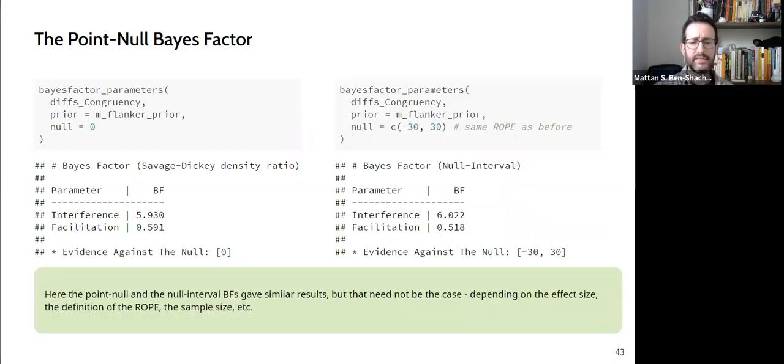I will note that in this case, both these types of Bayes factors, right? Also the point null and the null range Bayes factor gave us very similar results, 0.59 versus 0.51. But this doesn't have to be the case, right? This depends on how we define our ROPE, how strong our data is, what our posterior looks like, etc. So these don't always have to be the case. They will tend to be congruent with one another, but not to the same degree, at least.